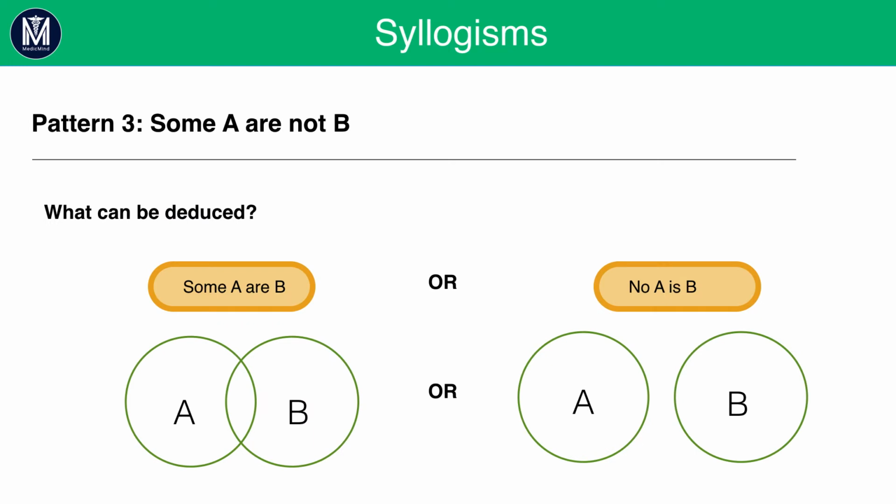Pattern 3. Some A are not B. Now, this is a very, very tricky question. There are two things that could be deduced, but it's either one or the other. It could be that some A are B, or it could be that no A is B.